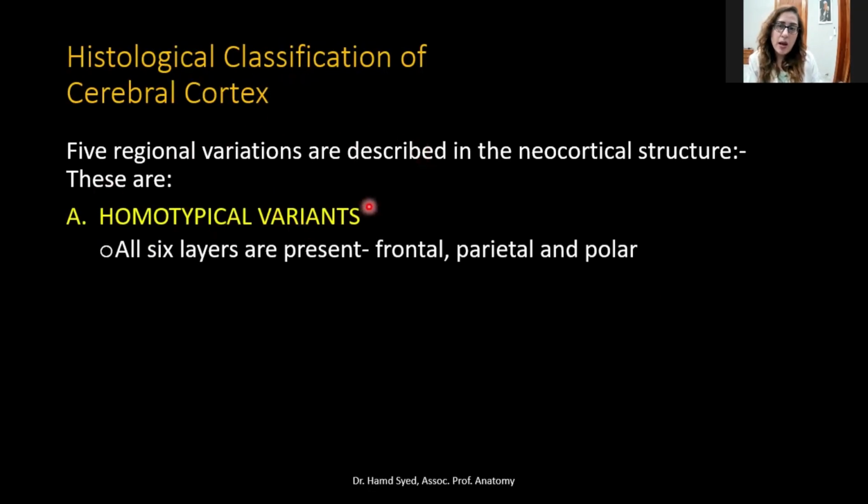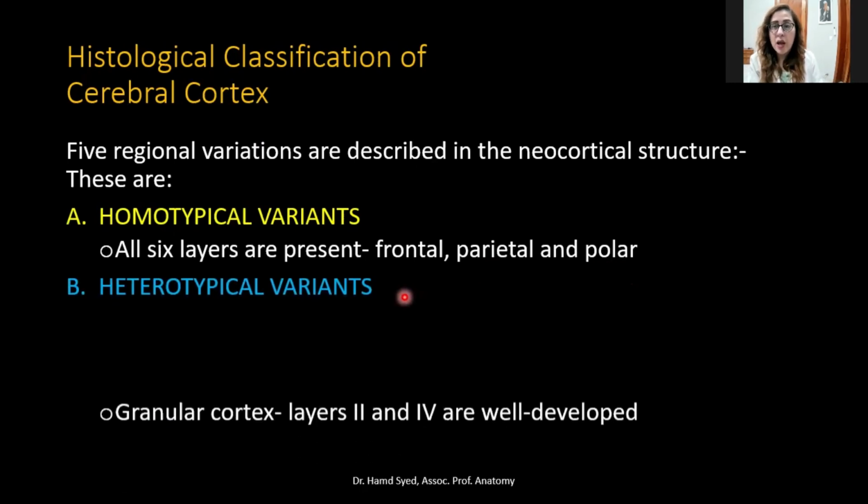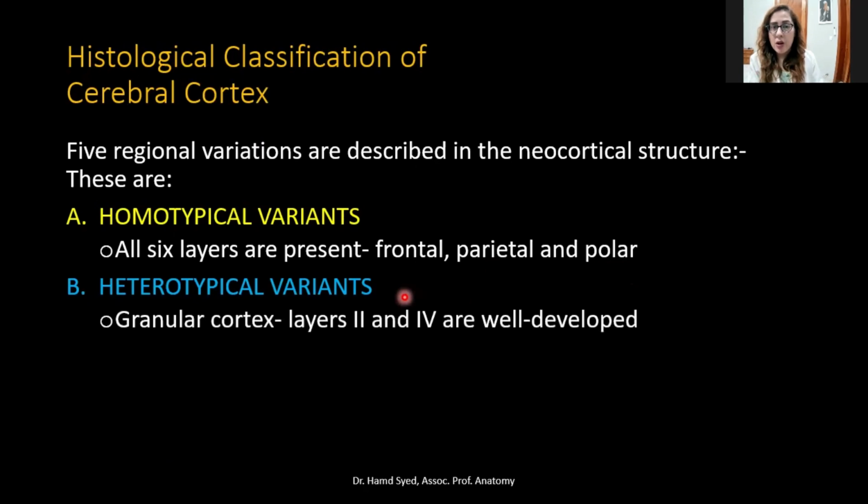The first group is known as the homotypical variants. In the region where there are homotypical variants, remember all the 6 layers are present, and these are the regions of frontal lobe, parietal lobe, and the poles of the cerebral hemispheres. The second group is the region which contains heterotypical variants. Heterotypical means that the characteristic 6 layers are not going to be present in their typical form, but a few layers will be predominating.